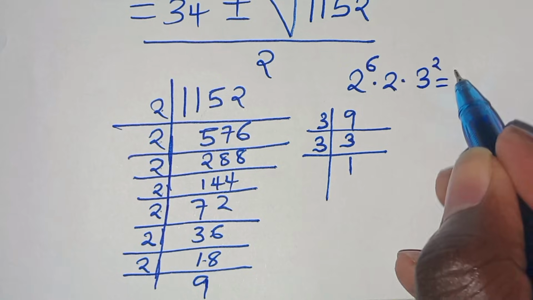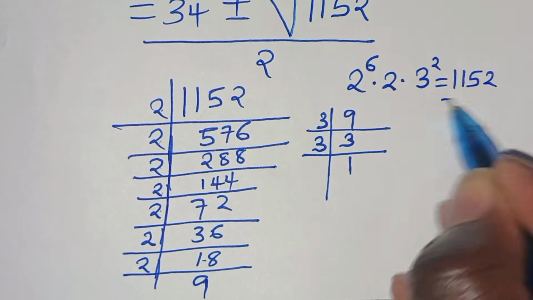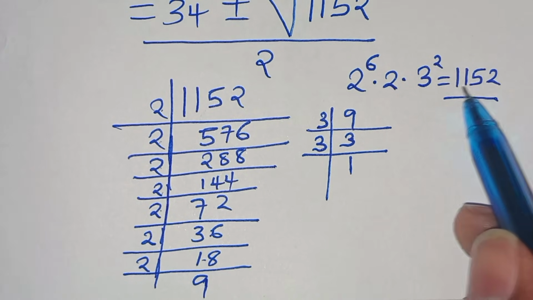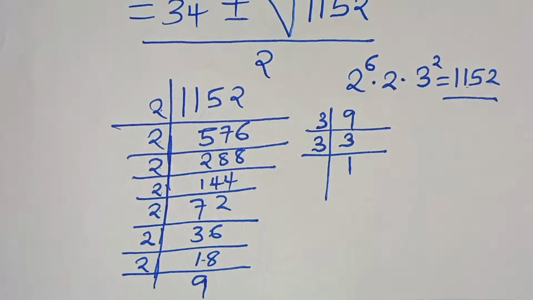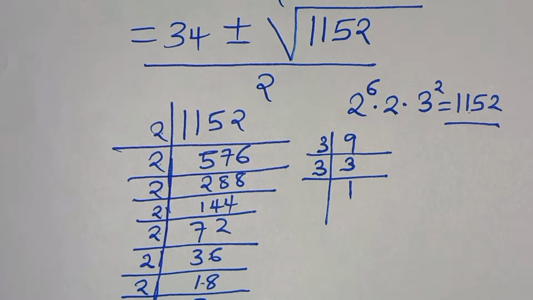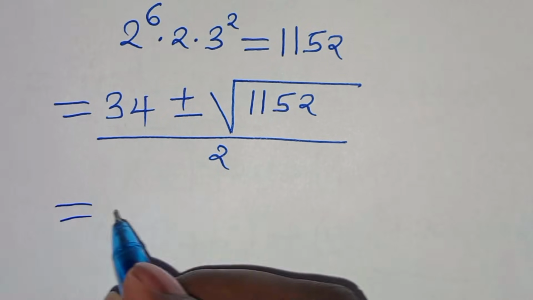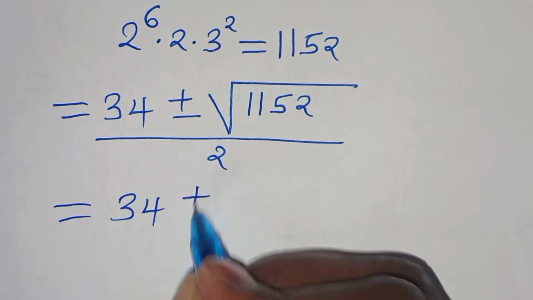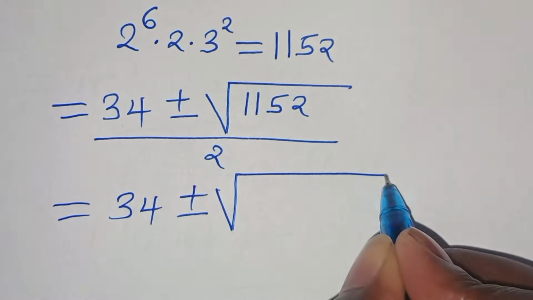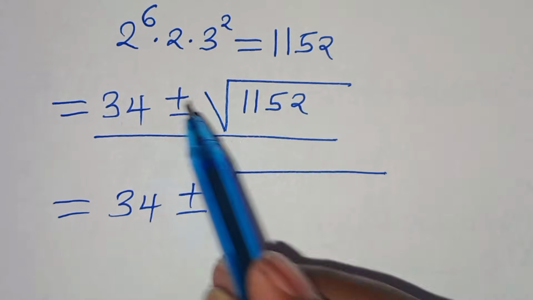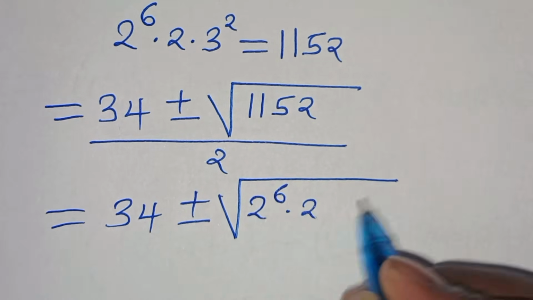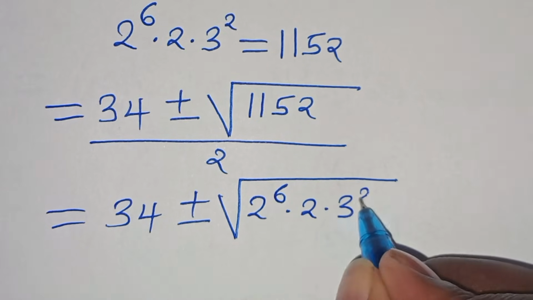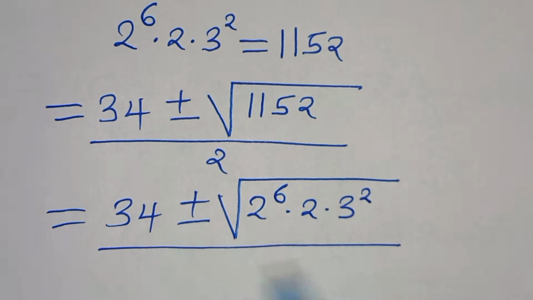This is equal to 1152. So let's substitute 1152 with 2 to the power of 6 times 2 times 3 to the power of 2. Now we have that 4 plus or minus the square root of 1152 is the same thing as 2 to the power of 6 multiplying by 2 multiplying by 3 to the power of 2, everything here divided by 2.